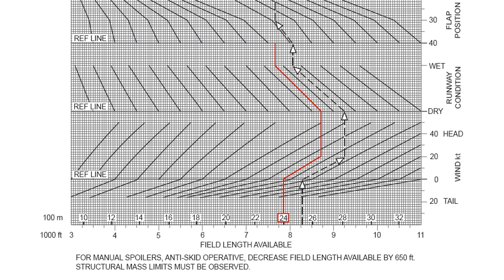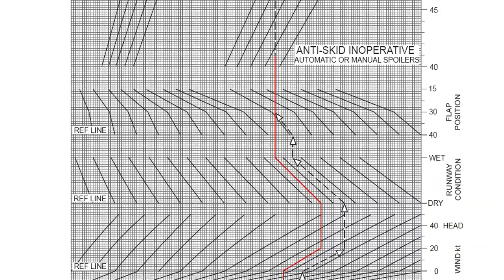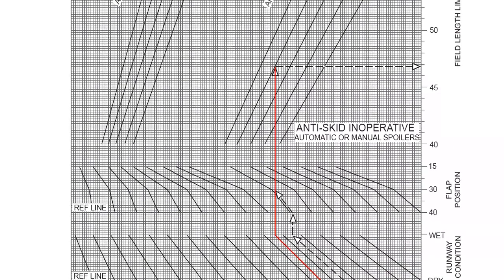Then move up vertically to the next reference line, which is for the flap position. For flap settings of either 30 degrees or 15 degrees, move up and left along the guideline, but for 40 degrees flap, which is what we will assume, move straight up through the flap section until you reach the pressure altitude of the airfield, which in our example is 2,000 feet. From this point, move horizontally to the right and read off the field length limit landing mass. In our example, the field limit landing mass is 46,800 kilograms.